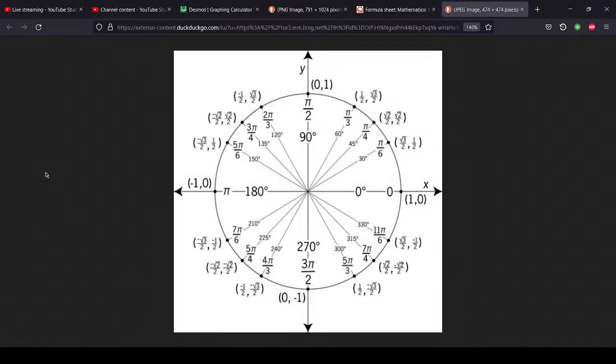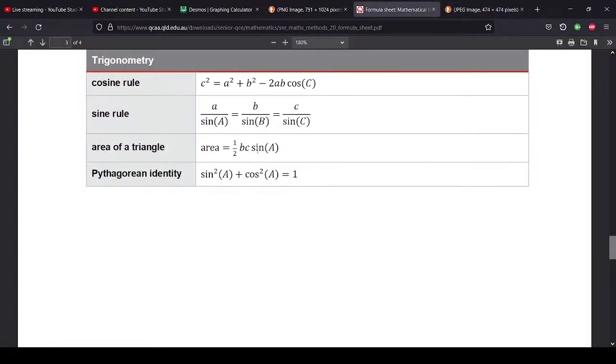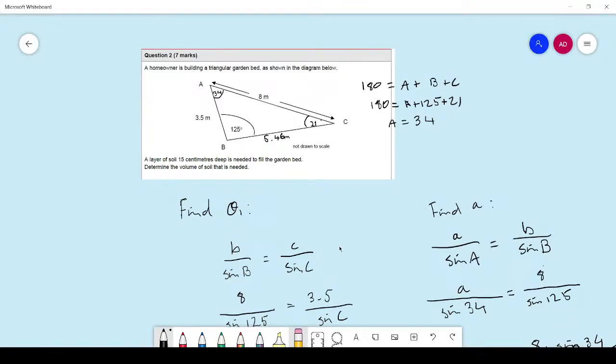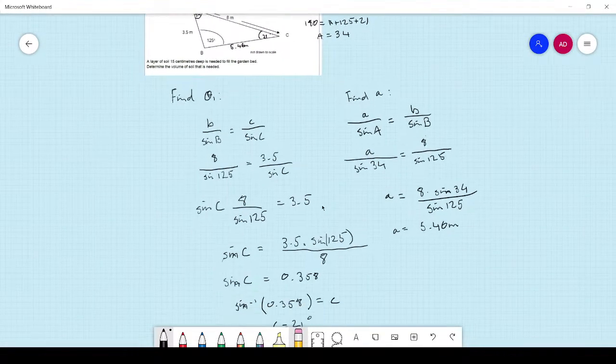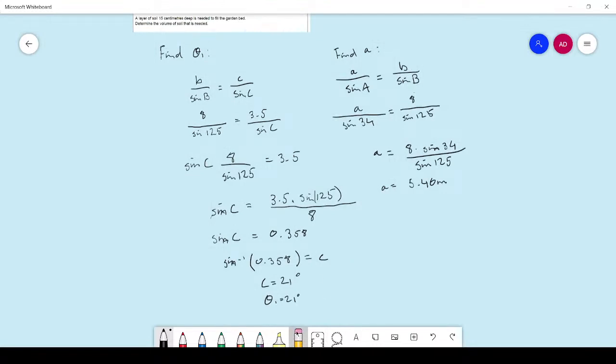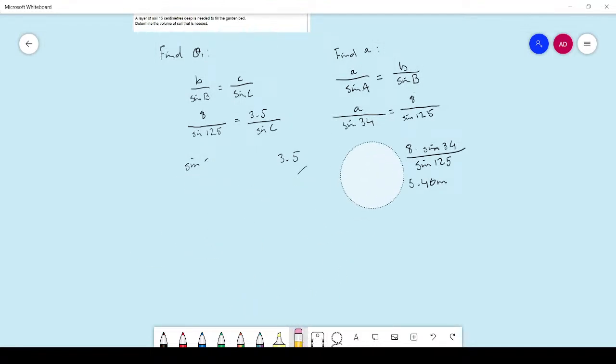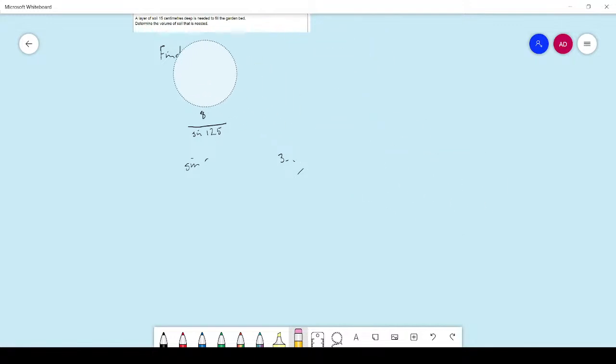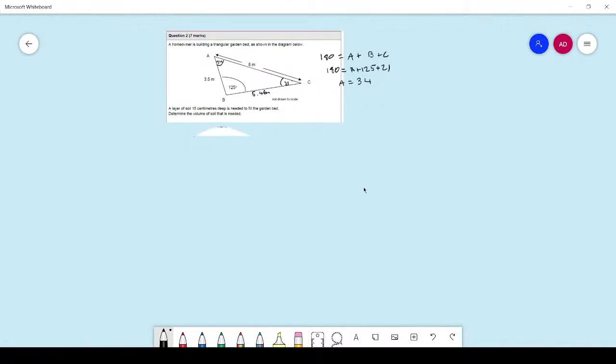So, where are we? Area equals half BC sine A. And that should be a bit easier to use than Heron's formula. I'm just going to clear all this stuff. Don't need it. Area equals half BC sine A.